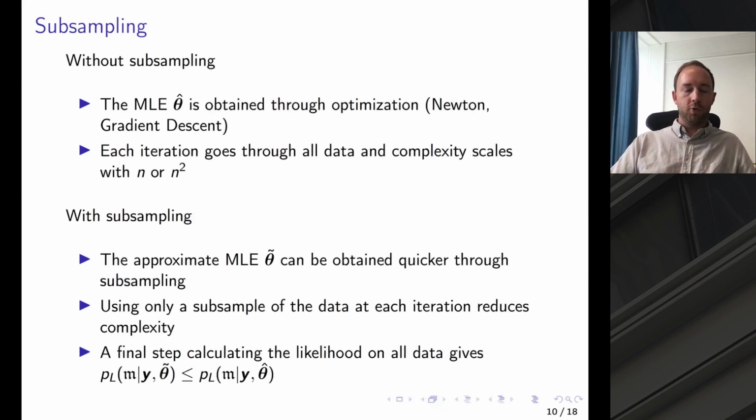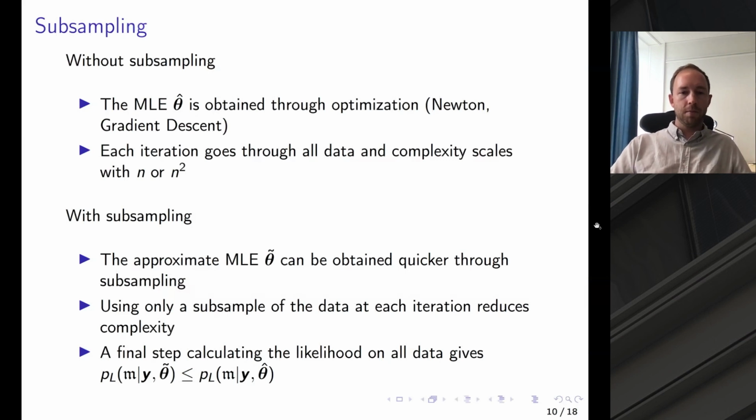So if we were to work without subsampling, the MLE theta hat is obtained through some optimization method. It can be Newton's method or gradient descent, as two general examples. Each iteration of this optimization is going to go through all the data. For a first order method such as gradient descent, the complexity scales linearly, and for a second order optimization method like Newton's method, we're going to see a quadratic complexity scaling. So a large number of observations is going to quickly make a second order optimization method slow, but also a first order.